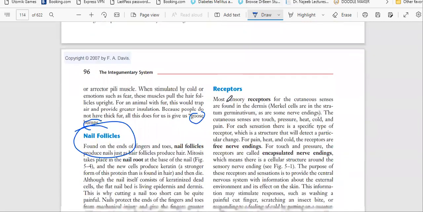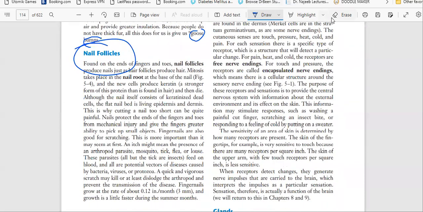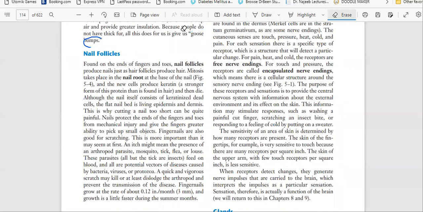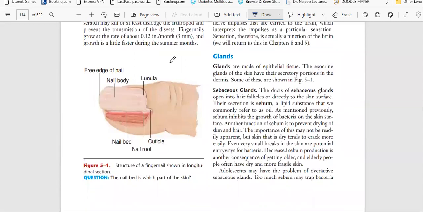Now we will talk about nail follicles. Nail follicles are found on the ends of fingers and toes. Nail follicles produce nails, just as hair follicles produce hair. Mitosis takes place in the nail root. This is the nail, which has layers. This is the nail bed. The main nail body rises upon it like this. Upon the nail bed we have the nail.